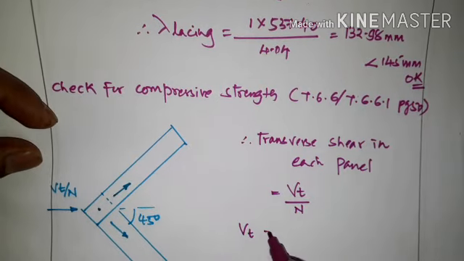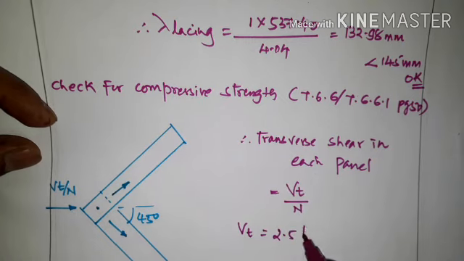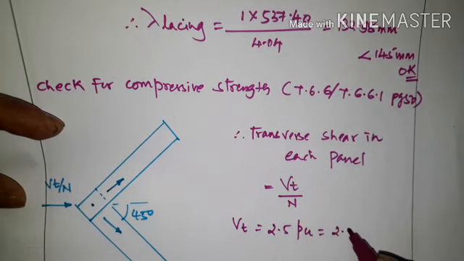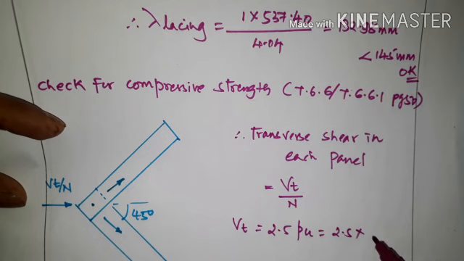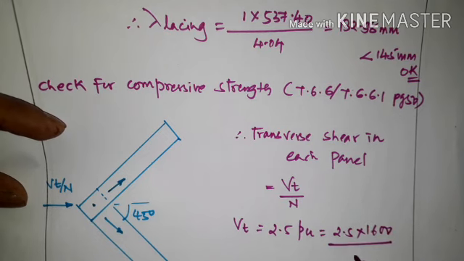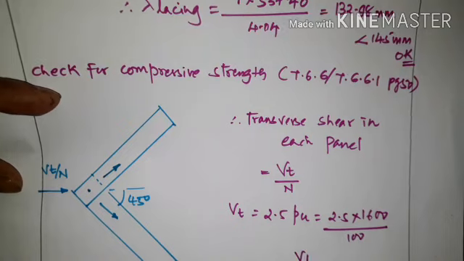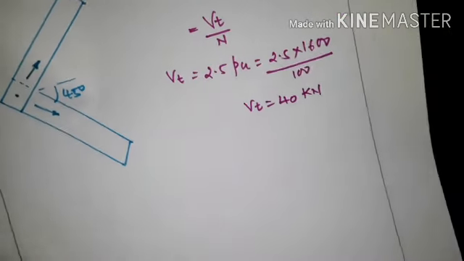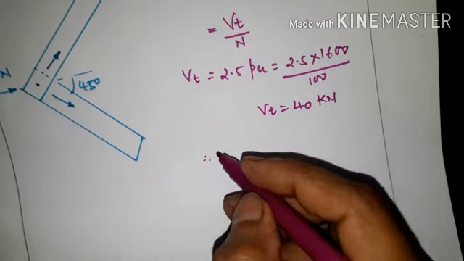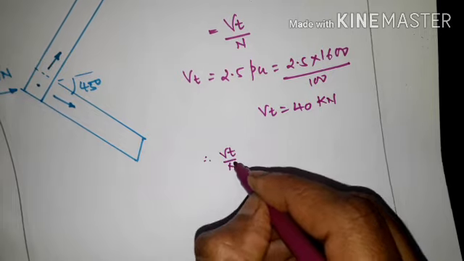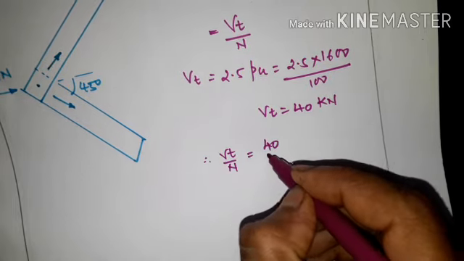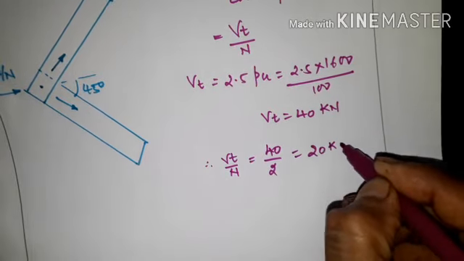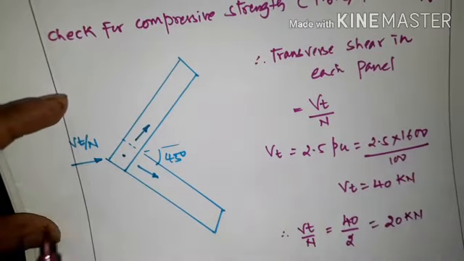So Vt, again as per the clause, 2.5% of Pu is given. We have to take 2.5% of the axial force. So 2.5 times 1600 divided by 100, that is 4%. So we will get Vt is equal to 40 kilonewton. So therefore Vt by n: at the joint we have two lacing plates, so that is 40 by 2, which is 20 kilonewton.